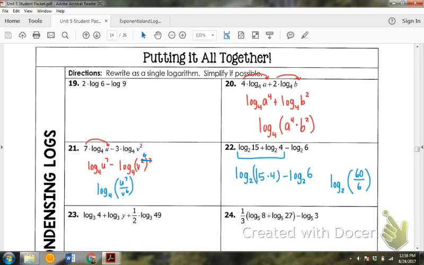Crystal, can we simplify this any further? Yes, 10. Perfect. Log base 2 of 10. Okay? Questions on that one?